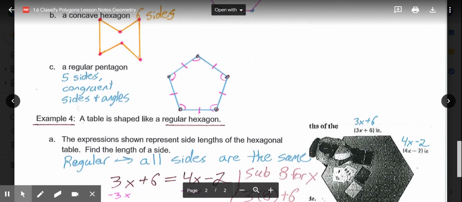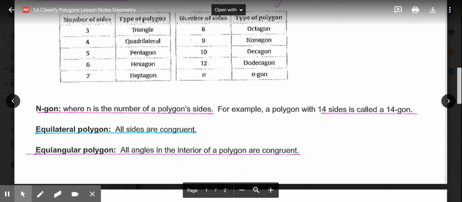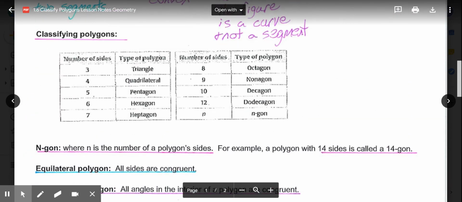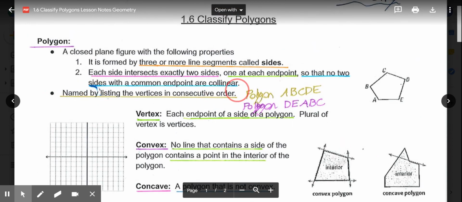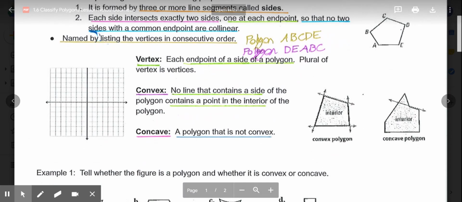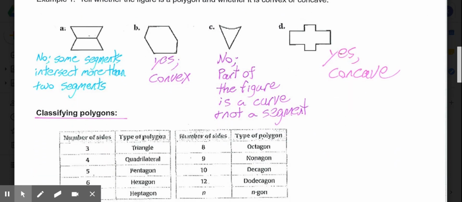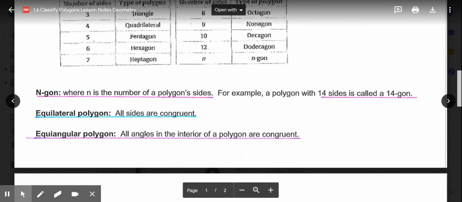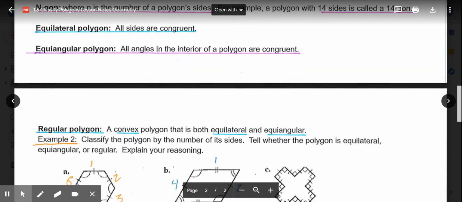So as you work through today's lesson, it all comes back to the definitions and their properties. You want to make sure you understand the definition and properties of a polygon. And then you want to make sure you also know the difference between convex and concave. And finally, how to classify polygons and what equilateral, equiangular, and regular mean.